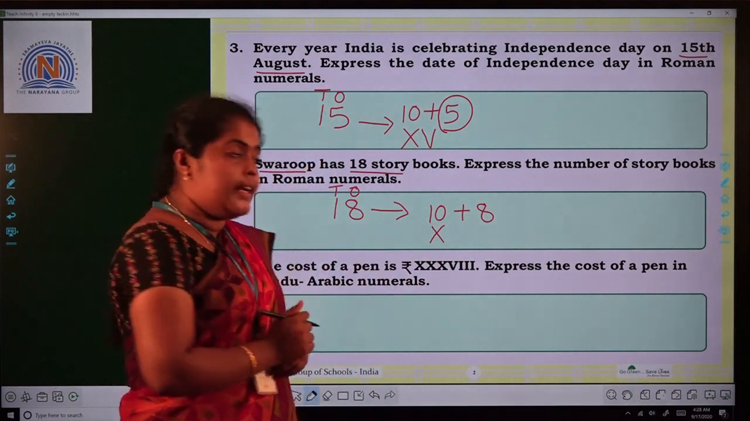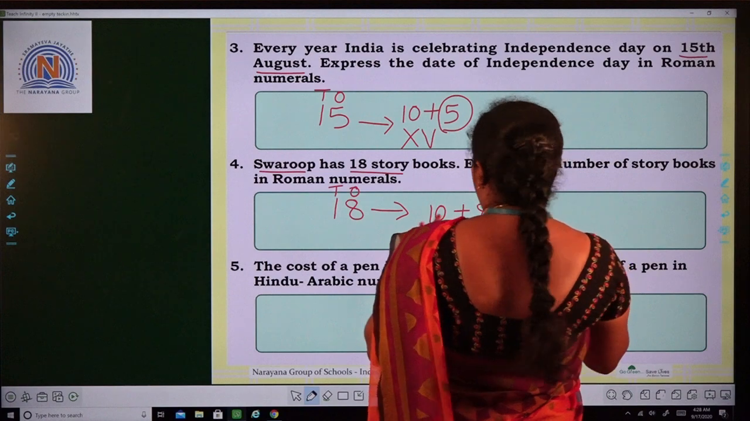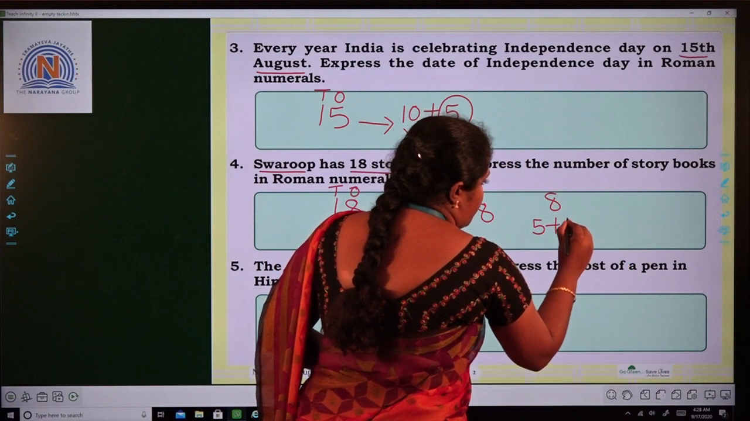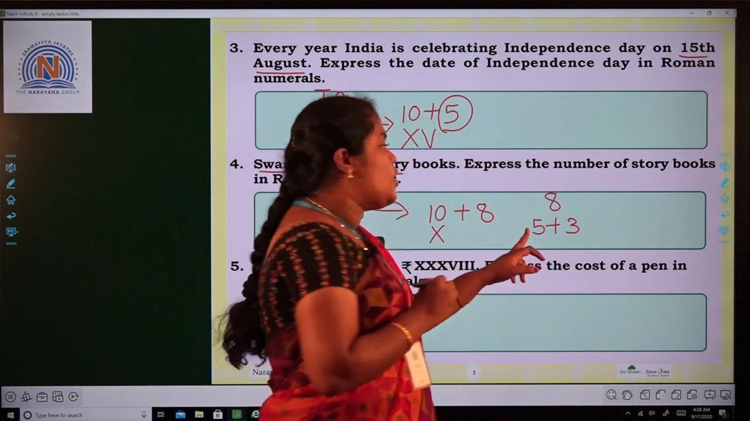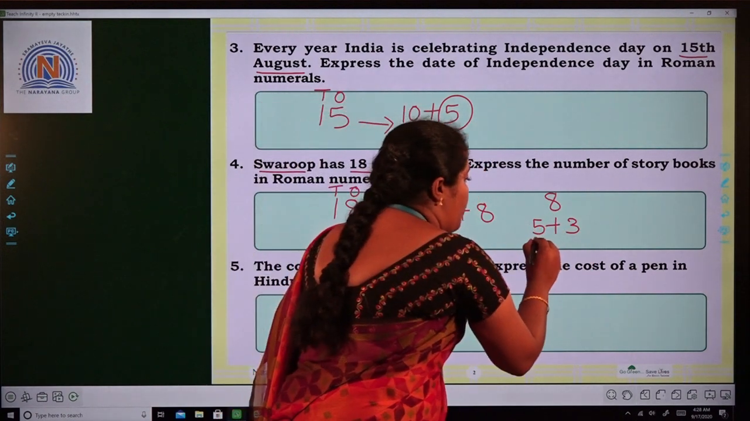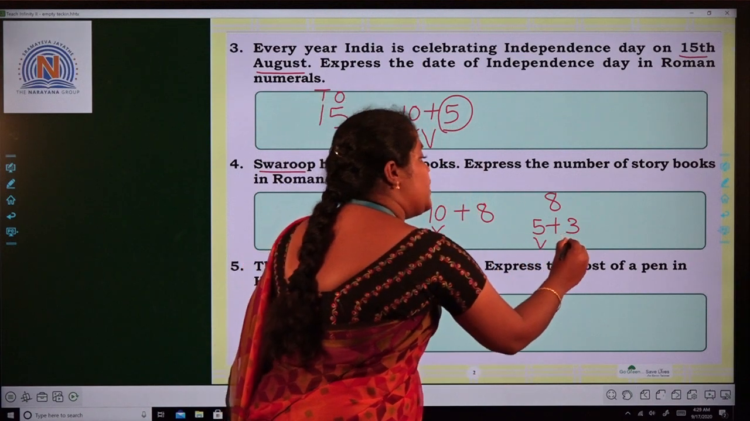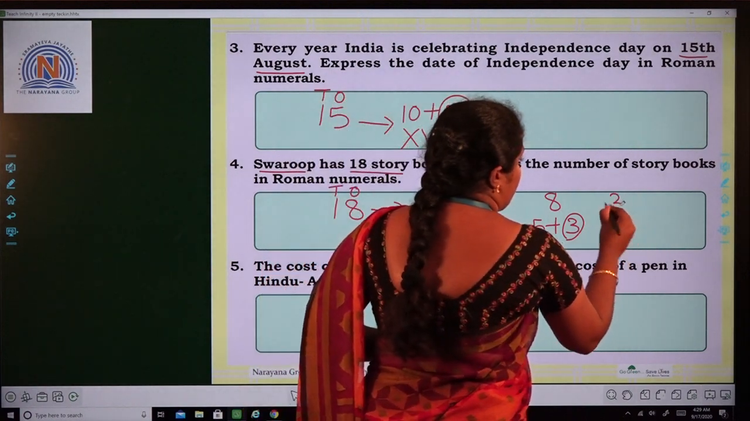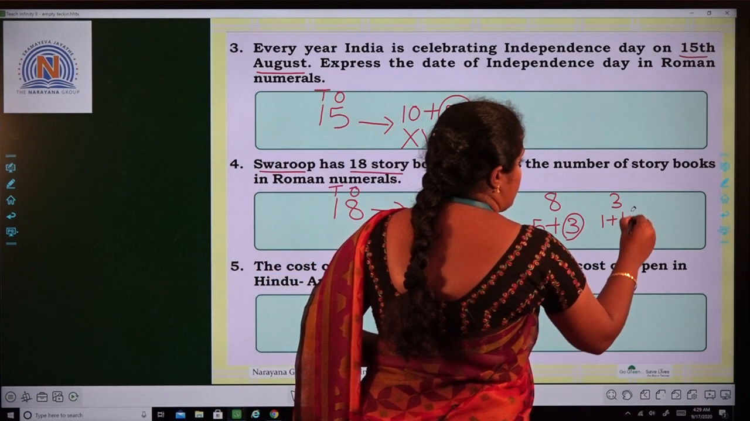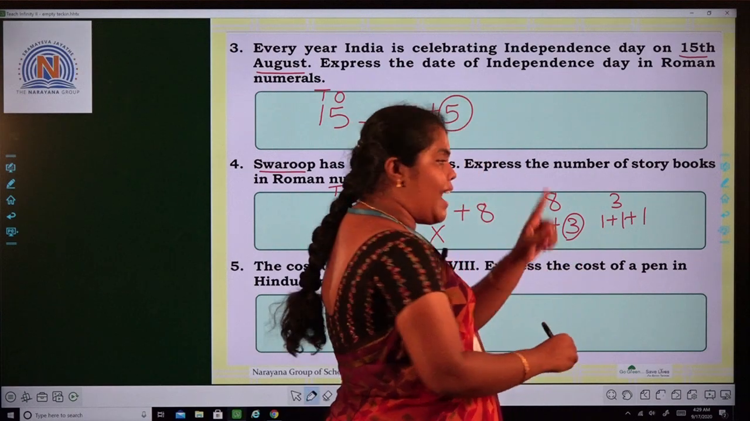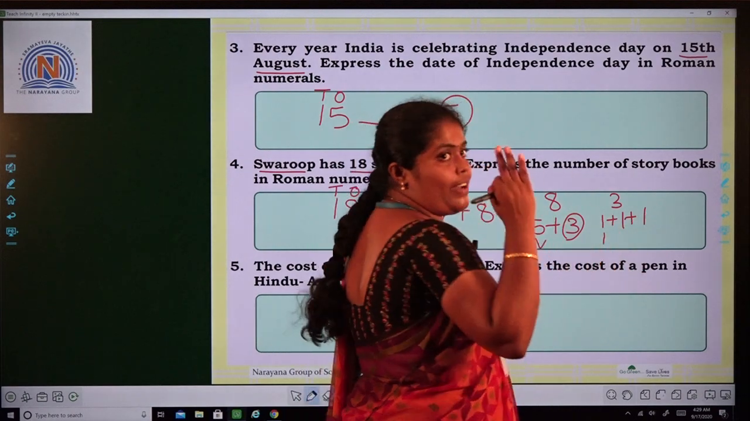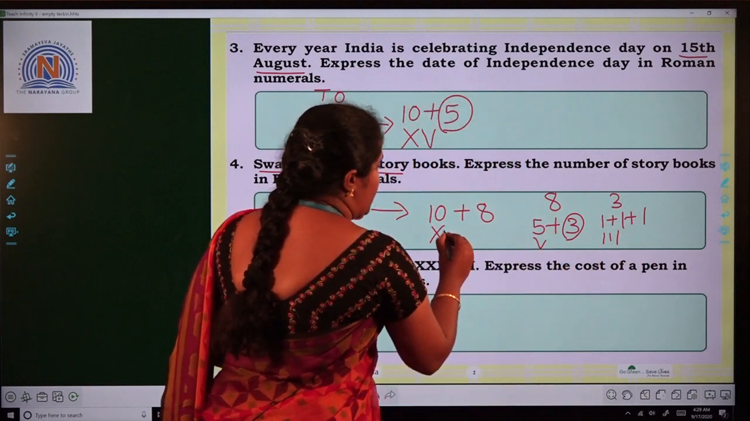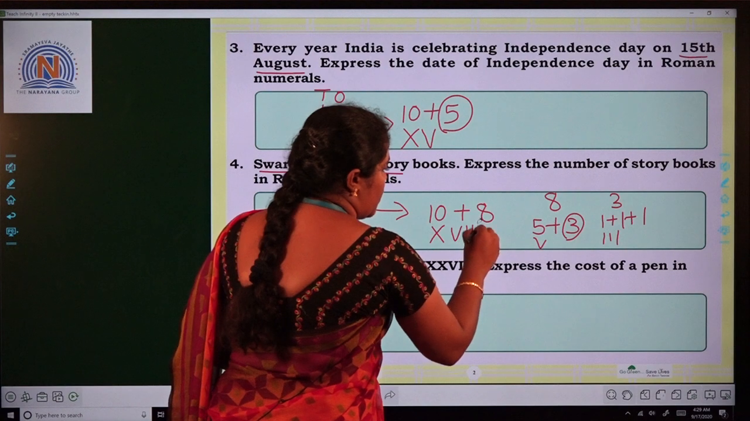Next, how to write the 8? We don't know that. We have the direct symbol of 10, but we don't know the 8 symbol. So we have to split like 5 plus 3. Romans used to write the 5 by using the alphabet V. Next, how to write the 3? Direct symbol is not there in Roman system. So we have to write 3 like 1 plus 1 plus 1. The 1 symbol is I. Here 3 ones are there, so you have to write 3 I's. So the symbol of 8 is V triple I.